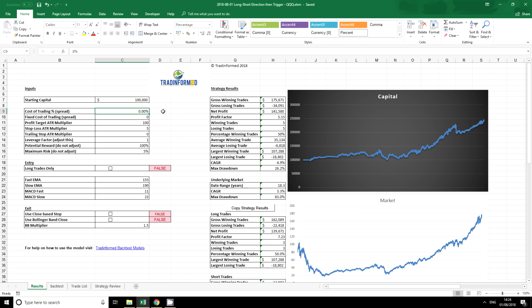You can apply this either as a percentage or a fixed cost. This fixed cost is a dollar amount. It might be $5 or $10, whatever's appropriate for your strategy and the market that you are trading.